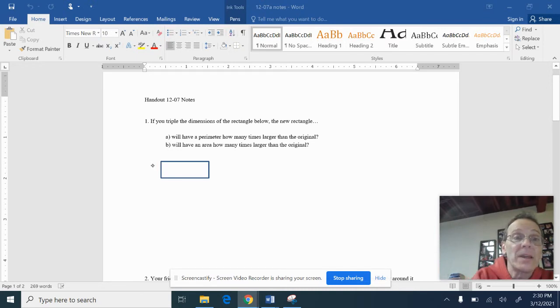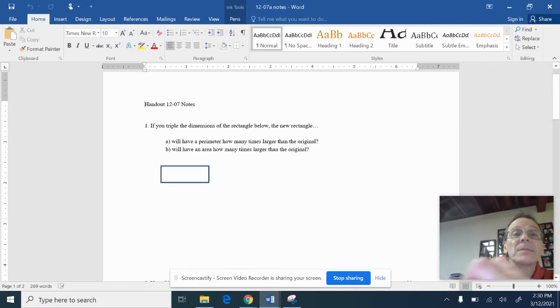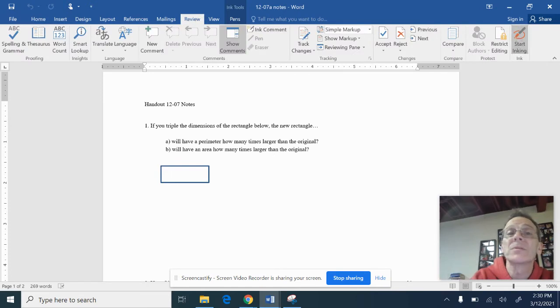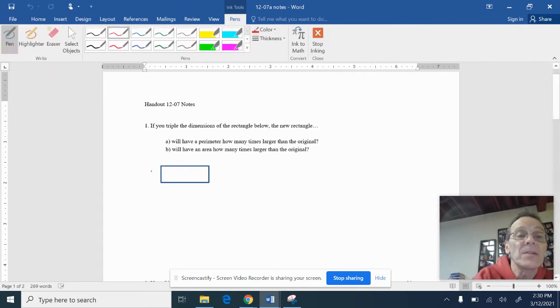So let's make up some dimensions. All right, let's say this is 2 centimeters high and 5 centimeters wide. So then the perimeter, and I'm going to call this P1, the perimeter of the first rectangle, would be 2 plus 5 is 7, plus another 2 plus 5 is another 7. That would be 14 centimeters. The area, I'm going to call this A sub 1 for area of the first rectangle, would be 2 times 5 is 10 centimeters squared.